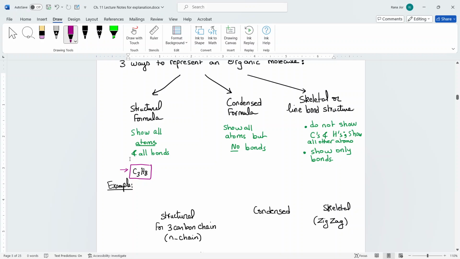So let's go ahead and start with the first type of representation, which is the structural formula. In this one, what you need to show is everything. You show the carbons, you show the hydrogens, and you show the bonds. So I start by connecting the carbons together. It is a Lewis structure, so it's the same idea as the Lewis structure, because in a Lewis structure I am showing the carbons, I'm showing the hydrogens, all the atoms, all the bonds. So you start by connecting the carbons.